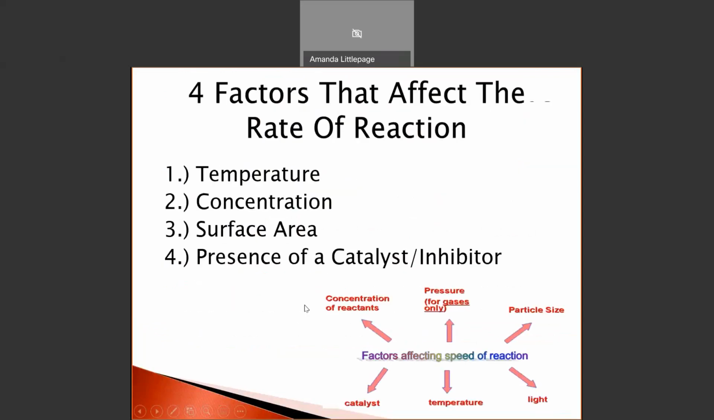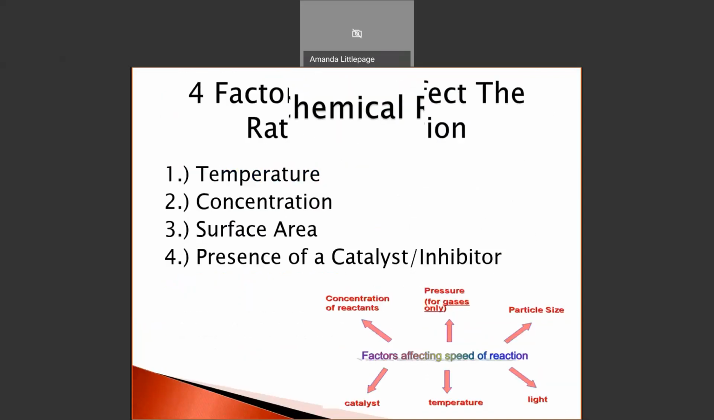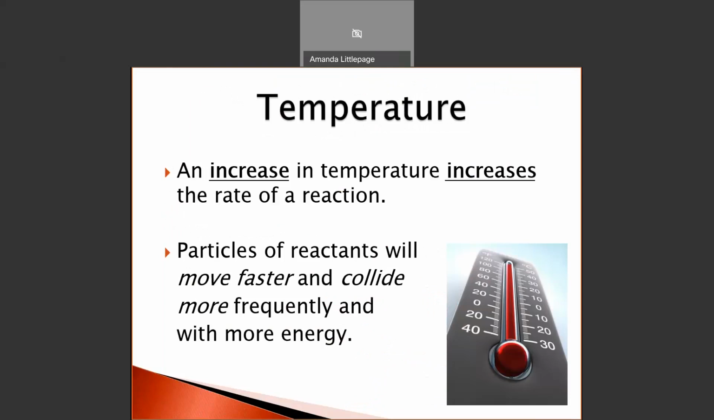So how can we modify or change reactions? Well, we can modify four things. This is the focus of the review activity we're going to do in the packet that you'll be working on: temperature, concentration, surface area, and the presence of a catalyst or inhibitor. Let's start with temperature.